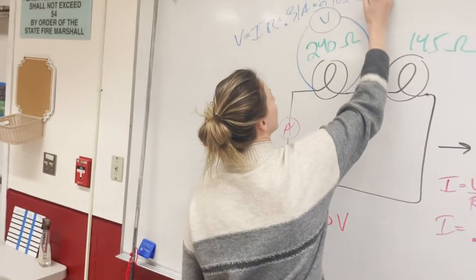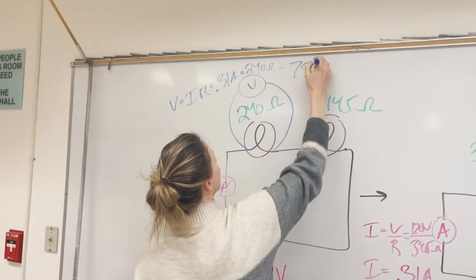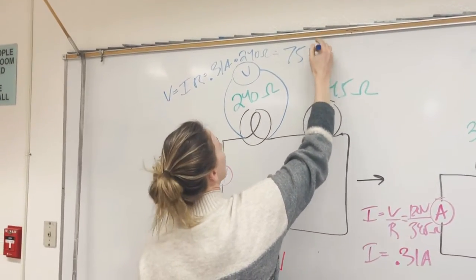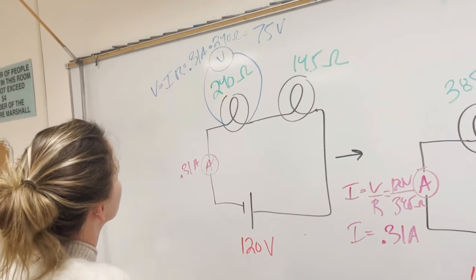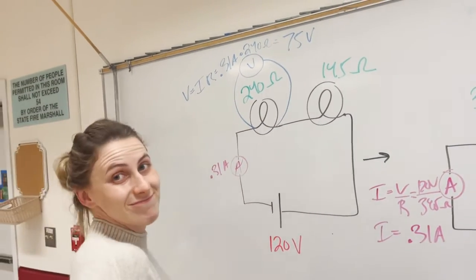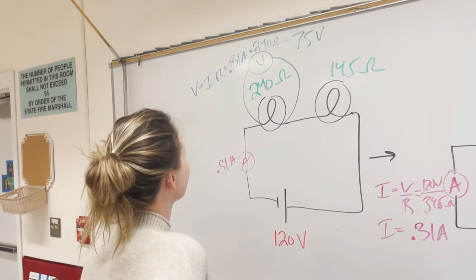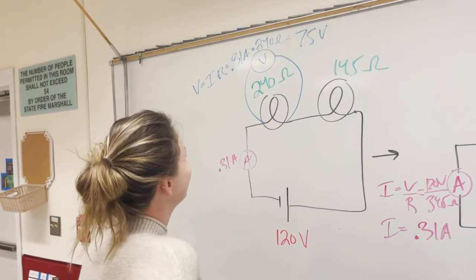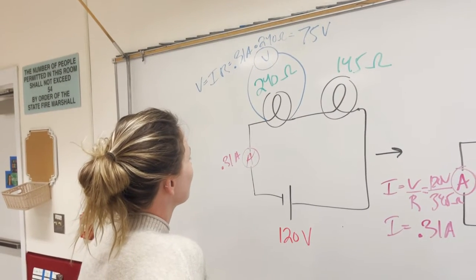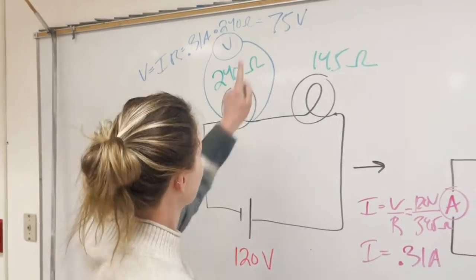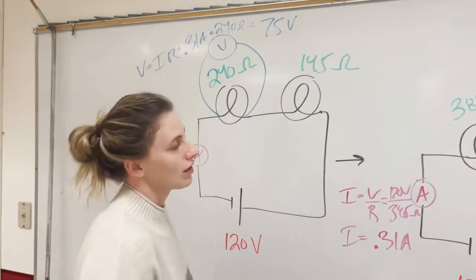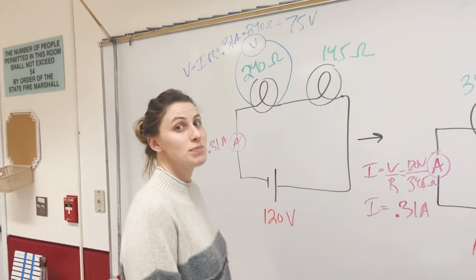75 volts. Now, challenge, boys and girls, without using Ohm's law, what's going to be the voltage drop across a 145 ohm resistor? You can't use V equals IR. Use your knowledge of series circuits. If it's 75 volts across the 240, what's it going to be across the 145? Here's my hint: the ups equal the downs.